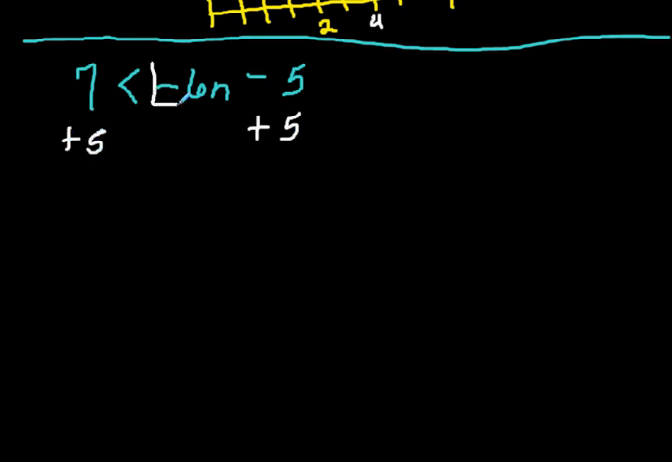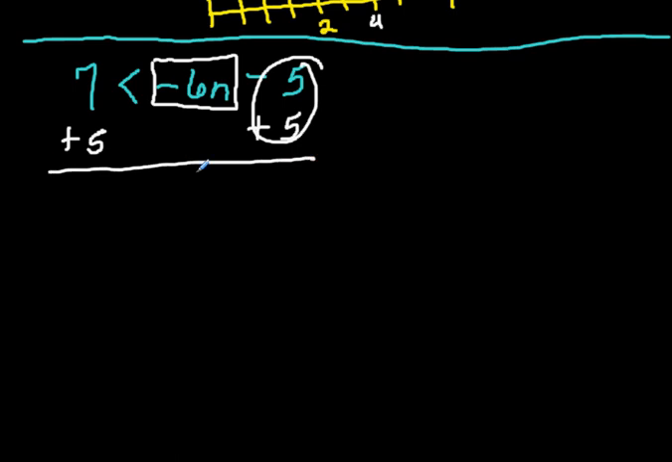Oh, we would box the variable first. I keep forgetting to do that. We box the variable so that we remember to move everything that is not inside the box over to the other side of the inequality, or the equal sign. Alright, so we do that. We know this goes to 0. This becomes 12. Okay, bring down the inequality. Now bring down the variable.